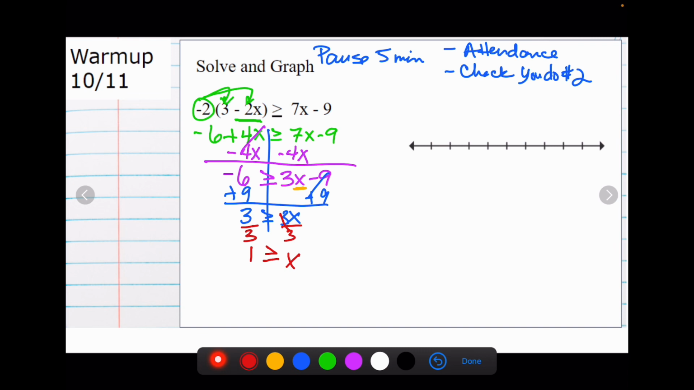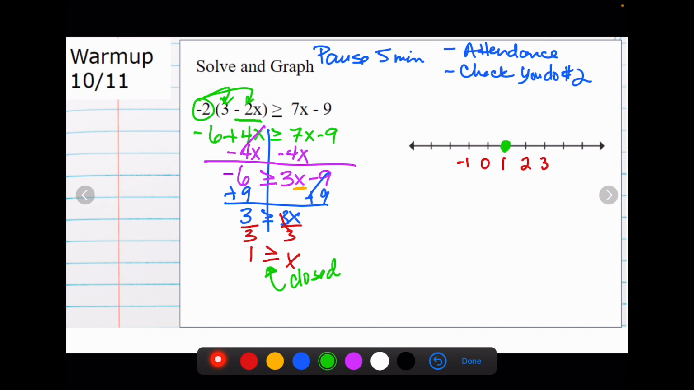I need to graph this on the number line, so I'm going to put 1 in the center, put a couple of numbers on either side here. I need to decide what kind of circle I'm going to draw. I notice that this one has a line underneath, so that means that I have a closed circle. So I'm going to draw a closed circle at 1.